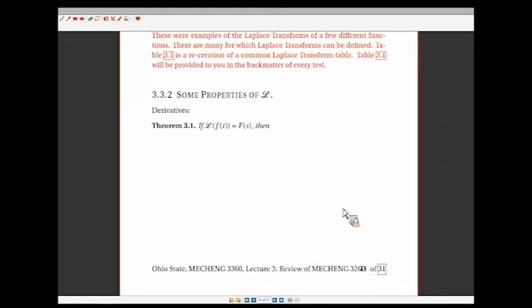And what I mean by that is if I have some sort of function f of t, and the Laplace transform of that f of t is equal to this F of s, and I now want to know what is the Laplace transform of the derivative of f of t with respect to time.